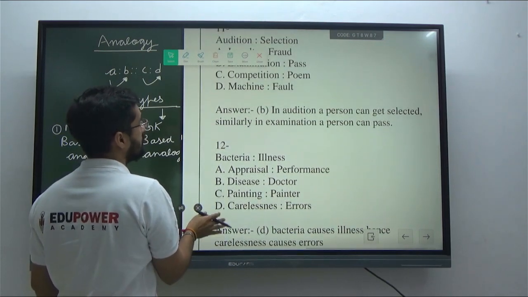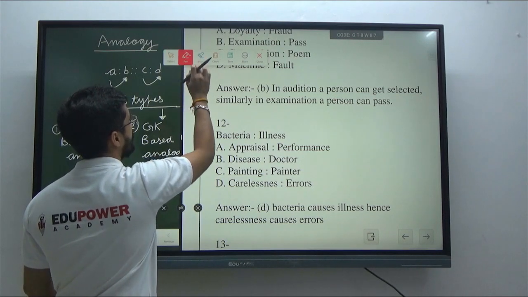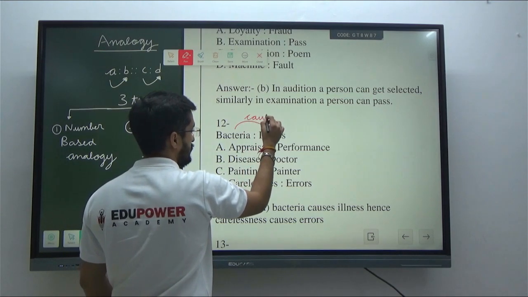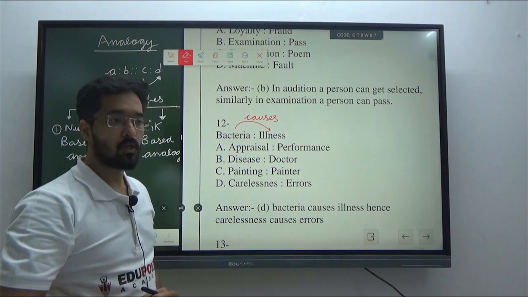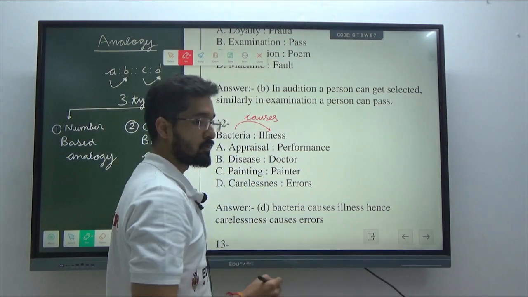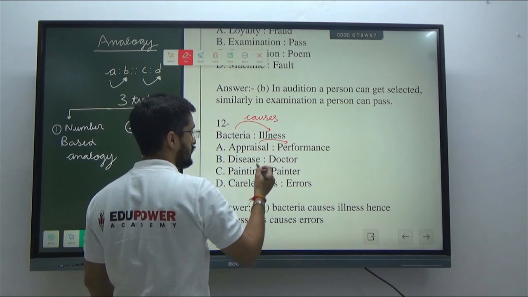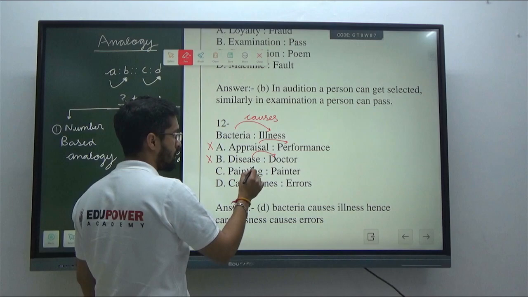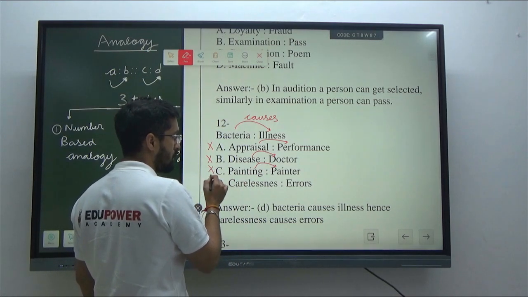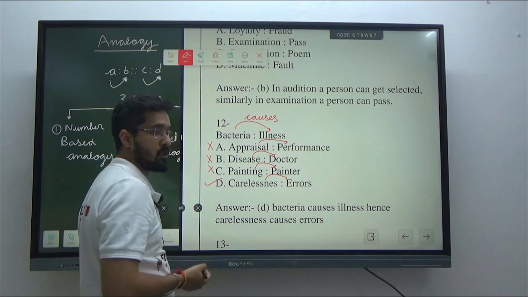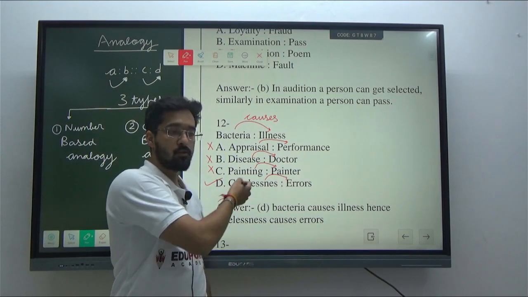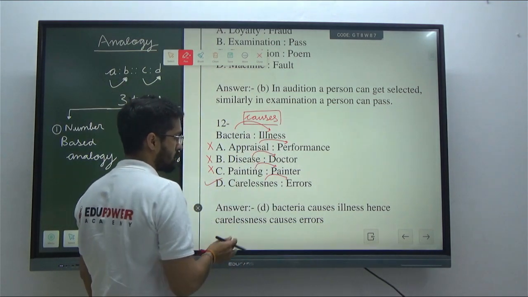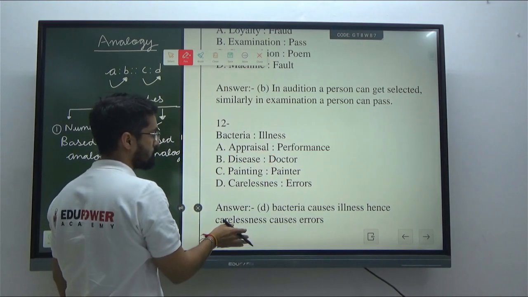Bacteria illness. Okay. So bacteria, what we can say is that bacteria causes illness. You can say that, right? Appraisal causes performance, no. Disease causes doctor, no. Painting causes painter, no. Carelessness causes error, seems to be correct. The cause of error is the carelessness. So here what type of relationship is there? Causes type relation is there. A causes B. Okay. Moving on to the next question.